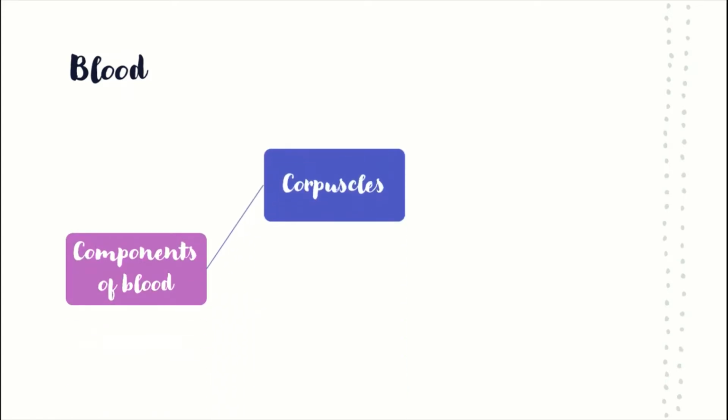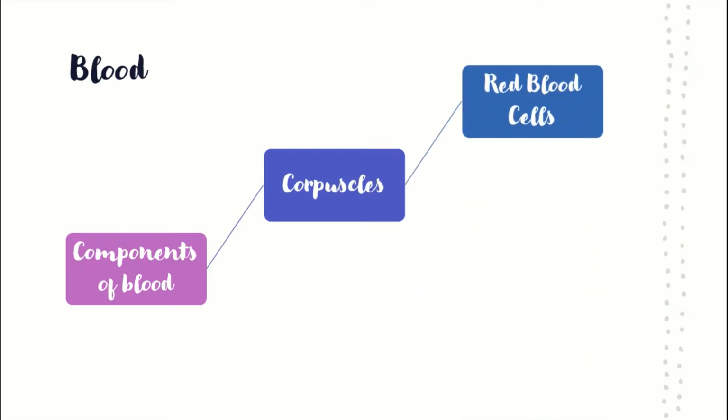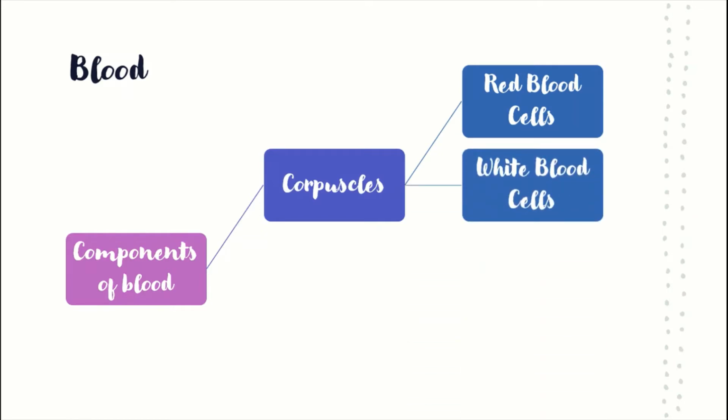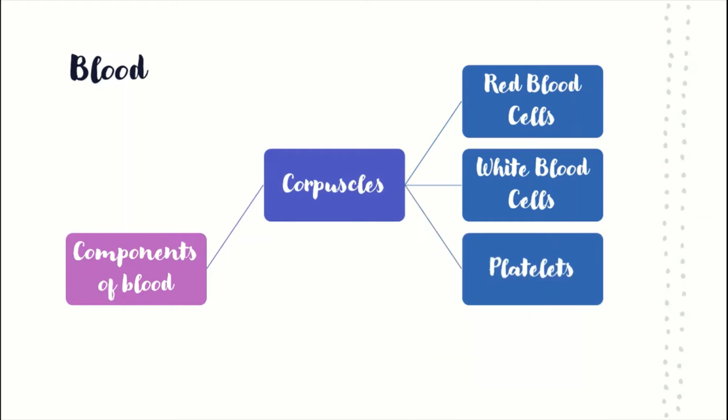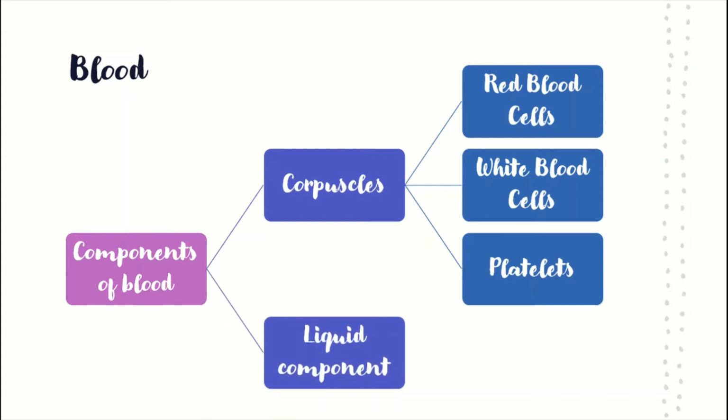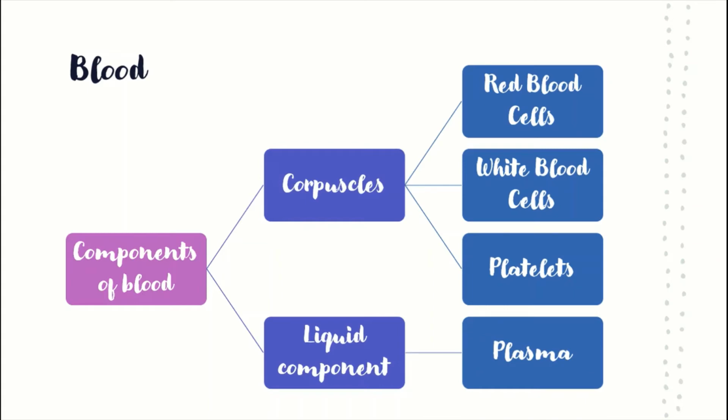So components of blood are broadly classified as the first type as corpuscles or the cellular components. The cellular components consist of the red blood cells, also known as RBCs, which contain hemoglobin and are responsible for transportation of oxygen throughout the body. Then we have WBCs or white blood cells, which have a defensive purpose, and the blood platelets, which help in blood clotting. And the second broad classification is the liquid component, which is plasma, a straw-colored liquid in which the corpuscles are suspended.